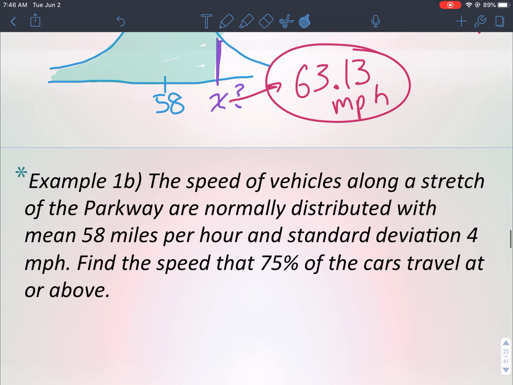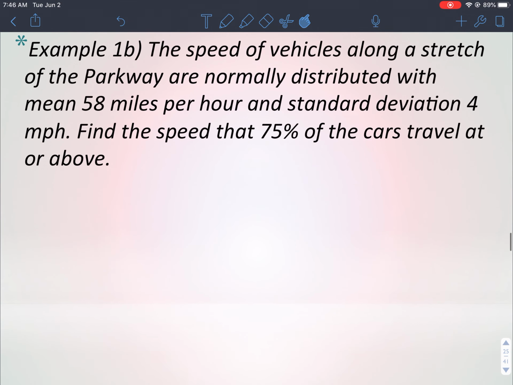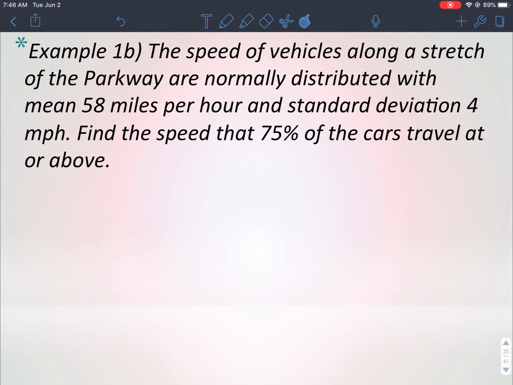Alright, let's give it a shot with the next one. The speed of vehicles along a stretch of the parkway are normally distributed with mean 58 miles per hour, standard deviation 4 miles per hour. Find the speed that 75% of the cars travel at or above. At this point, I would like you to pause the video. Please try the problem. Make sure to draw your bell curve, label the mean, the standard deviation, and then use the inverse normal function. Okay, go ahead.